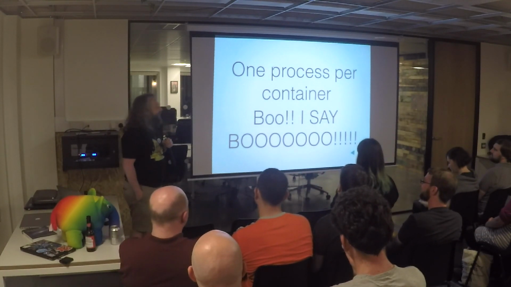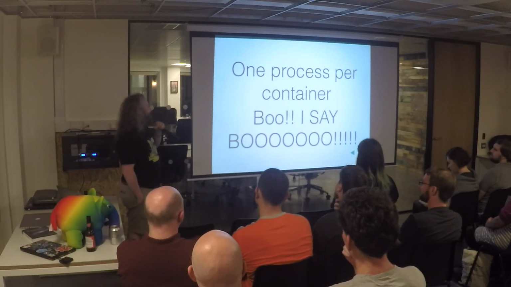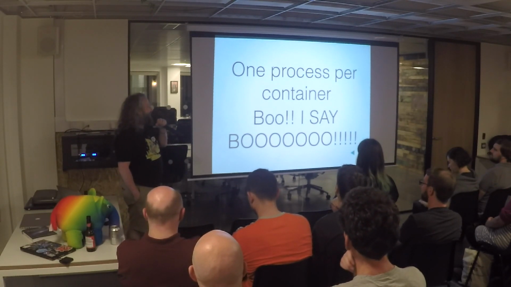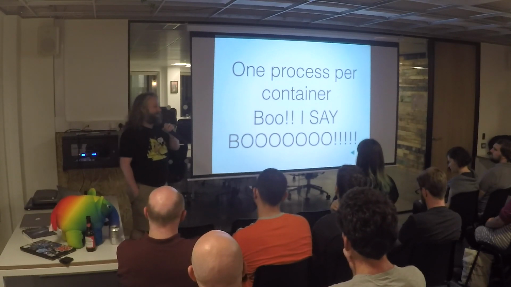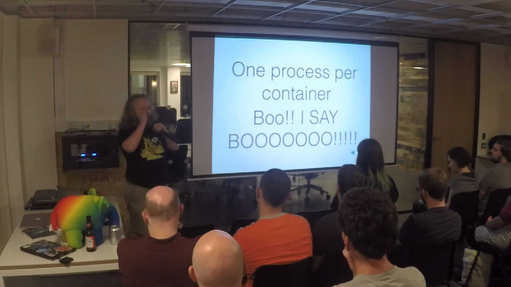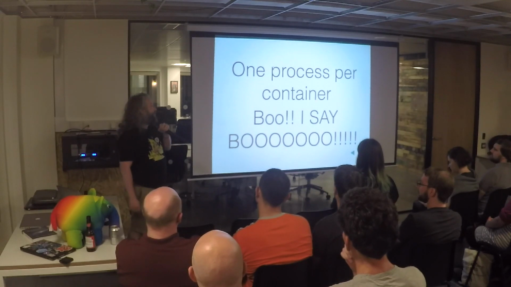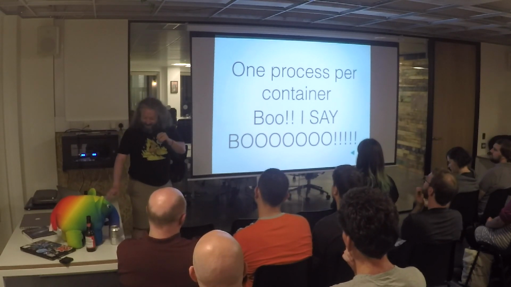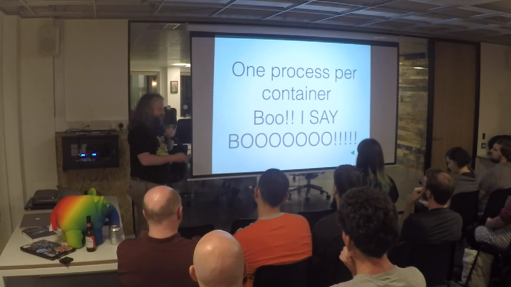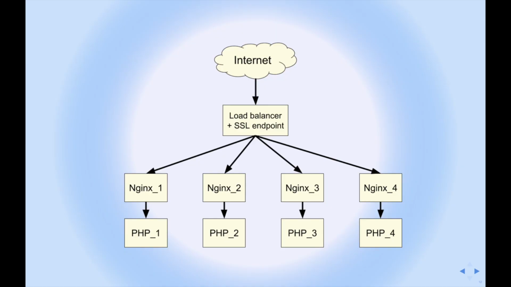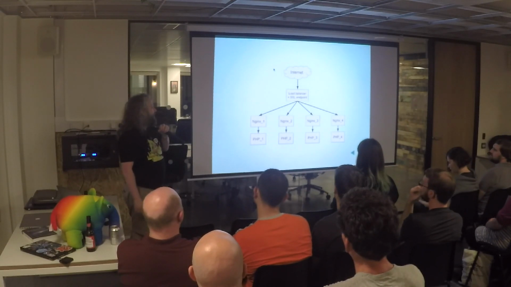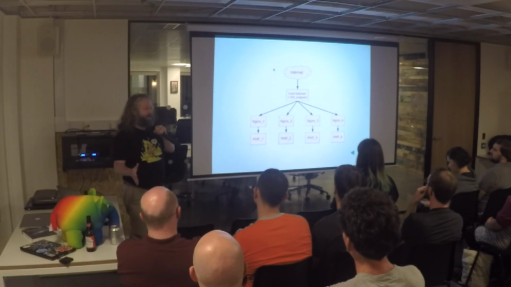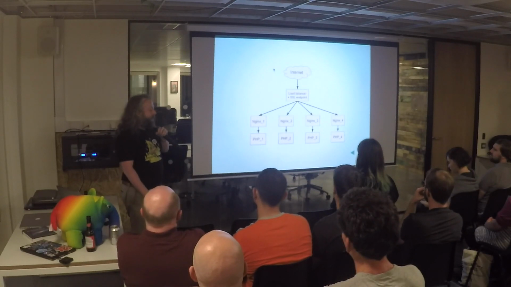So, if you talk to any people that work for the Docker company, or most people who are into containers, they'll say that one container should have one process running in it. I disagree with that statement. What the Docker people recommend is that you set up Nginx in one container and you set up PHP in a second container and have them talk to each other.